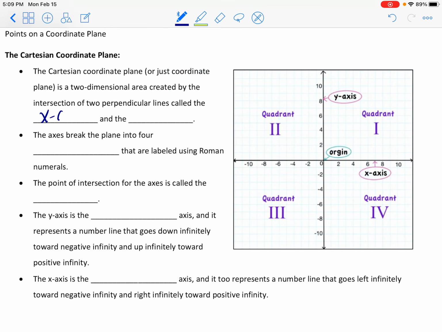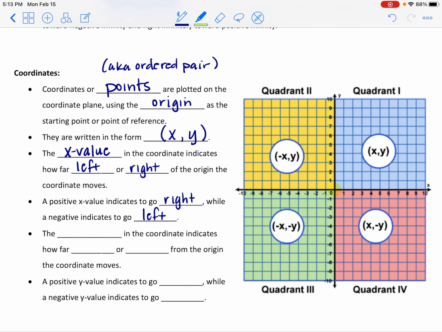If you have a positive x value, that means you're going to start at the origin and go to the right. If you have a negative x value, that's going to indicate for you to go to the left, which should make sense. Think about it: here's 0 at our origin. That's our starting point. If we have an x value that's positive, we're going to go toward the positive x's, which is to the right.